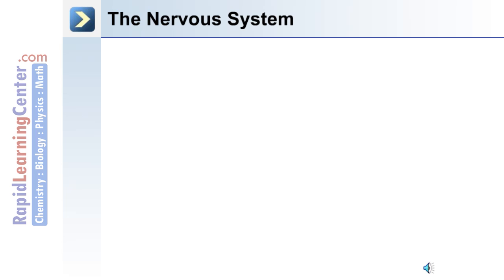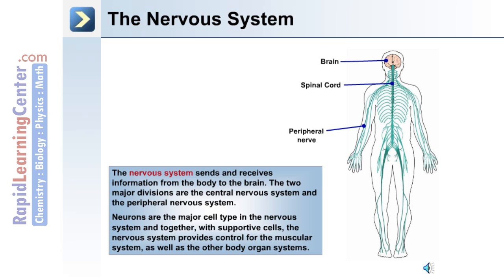Muscle contraction, movement of limbs, and the function of other body organ systems are controlled by the nervous system. The major components of the nervous system are the brain, spinal cord, and peripheral nerves. The nervous system sends and receives information to the brain. There are two major divisions, the central nervous system and the peripheral nervous system. The major cell type are the neurons, and along with their supportive cells, the nervous system provides control for the muscular system as well as other body organ systems.